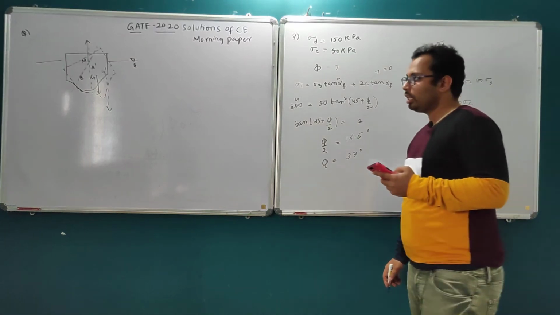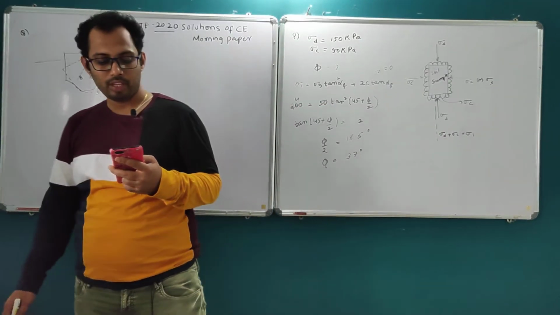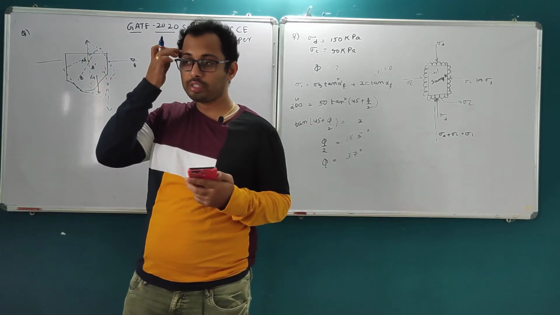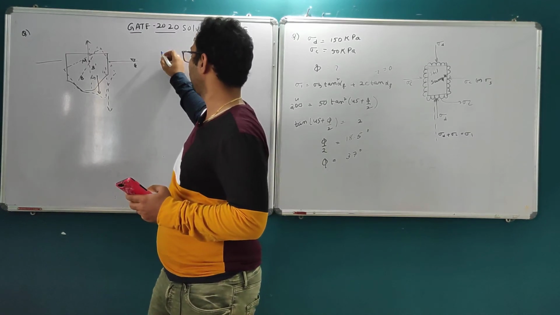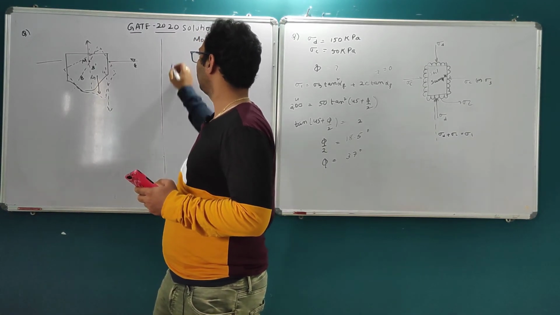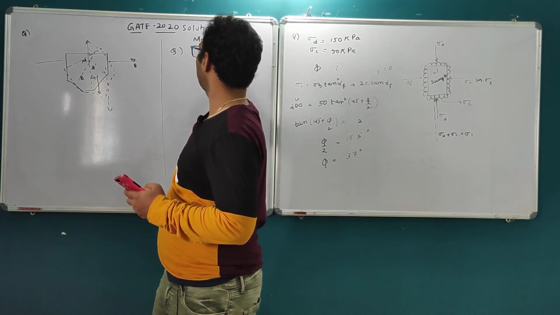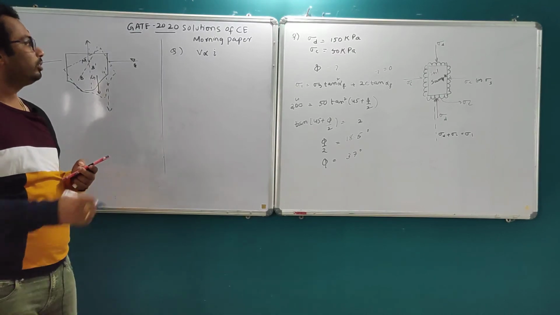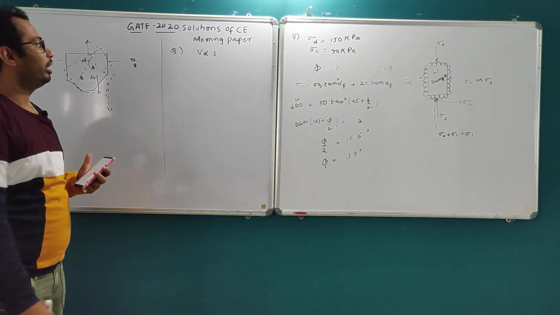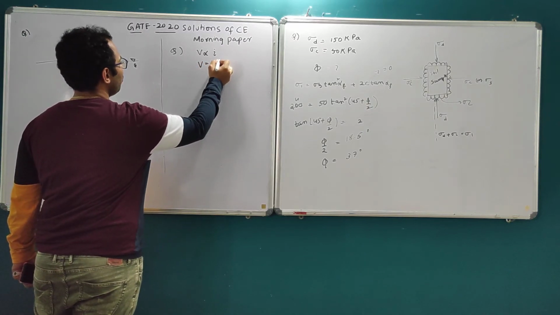Okay, so the next question is also a theoretical type of question. Velocity of flow is proportional to what? What is Darcy's law statement in soil mechanics? Darcy states that velocity is proportional to hydraulic gradient, and the proportionality constant is the coefficient of permeability.